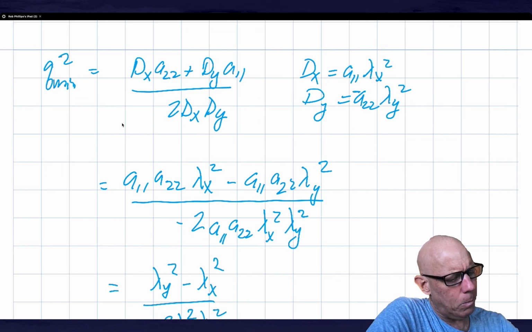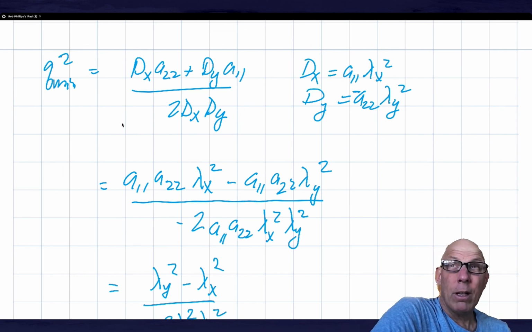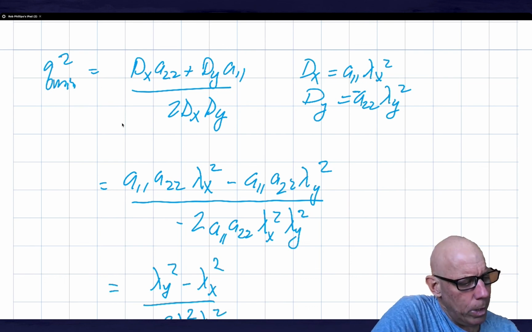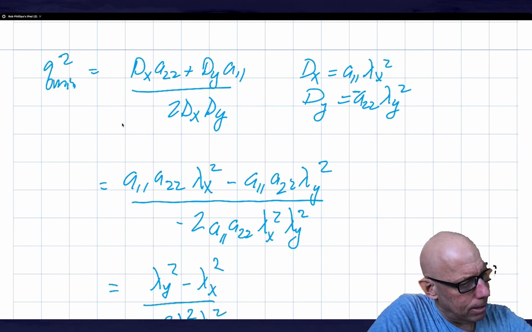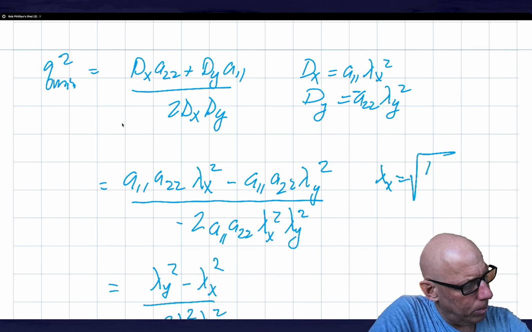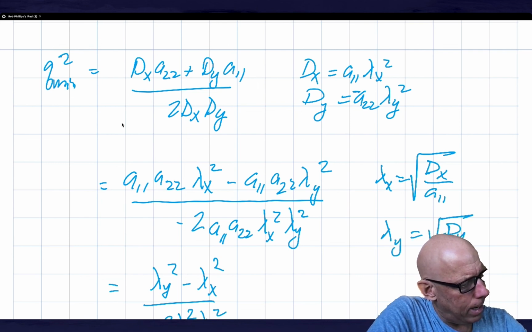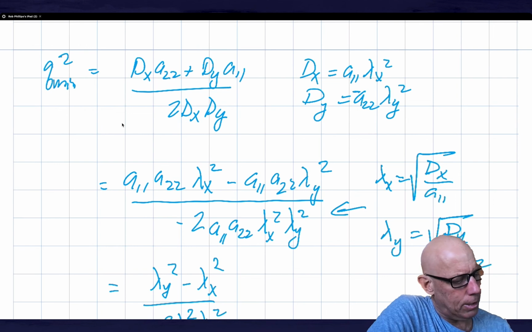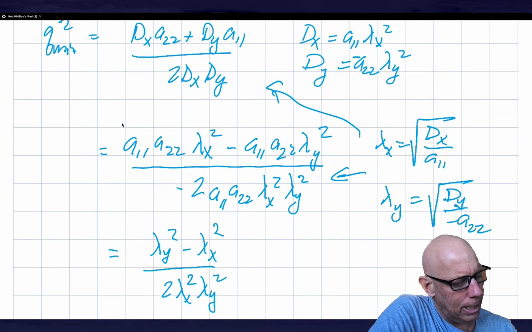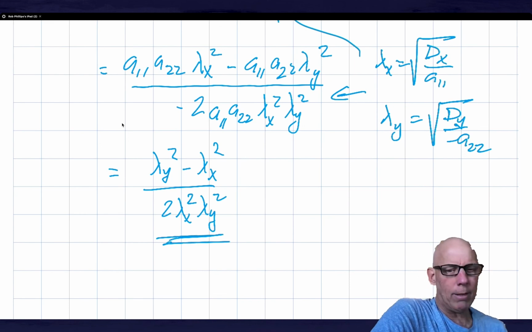Okay, if you think about it, we know that the diffusion coefficient has units of length squared divided by time, and we know that A11 has units of 1 over time. If you go back and look at what I did earlier, you'll see that it has units of 1 over time, and so what that tells us is that lambda x is equal to square root of dx over A11, and lambda y is equal to square root of dy over minus A22. So I have these two lengths. I can substitute these into this equation up here, and what I get out is basically a relationship. So I figured out Q min squared in terms of these two lengths.